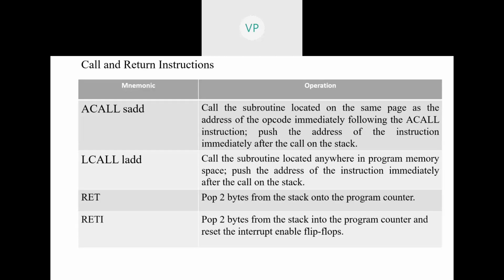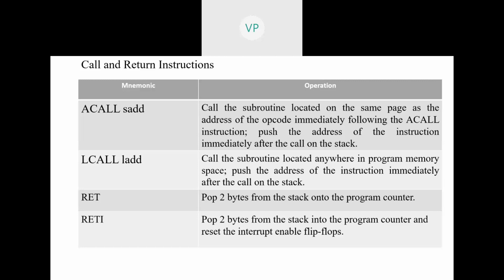and return. What we have is ACALL, right? What it does: call the subroutine located on the same page as the address of the opcode immediately following the ACALL instruction. Push the address of the instruction immediately after the call on the stack. And what does ACALL mean? ACALL address: short absolute address.